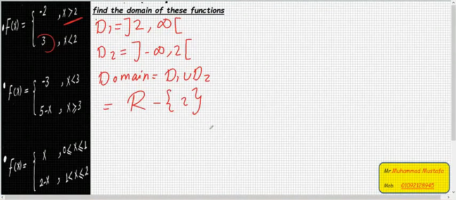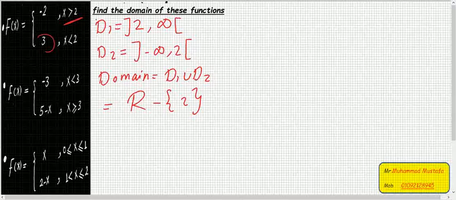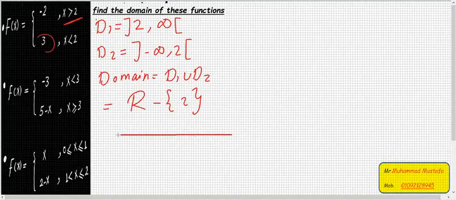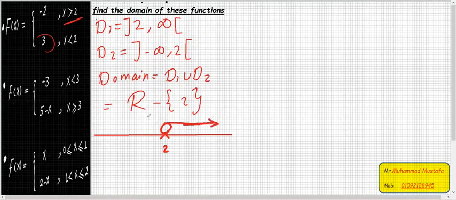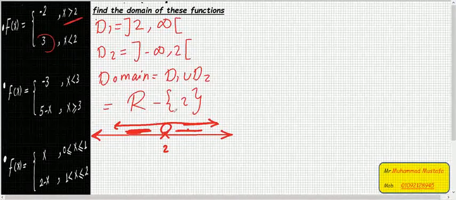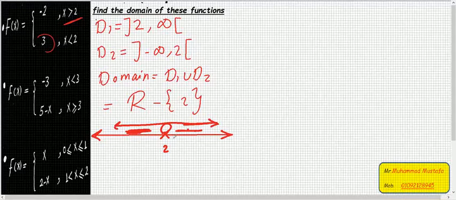We can find the domain using the number line. If we draw a number line, and here we have number 2. The first interval from 2 to infinity, 2 open and infinity open. The second from negative infinity to 2, we have all of these numbers. We have all the number line except number 2. If you can't find the domain mentally, you can use the number line.